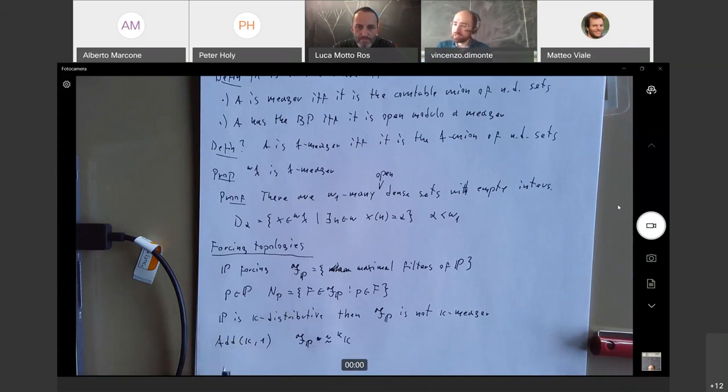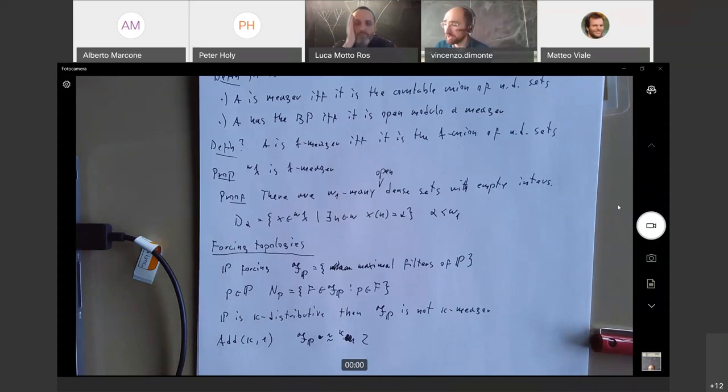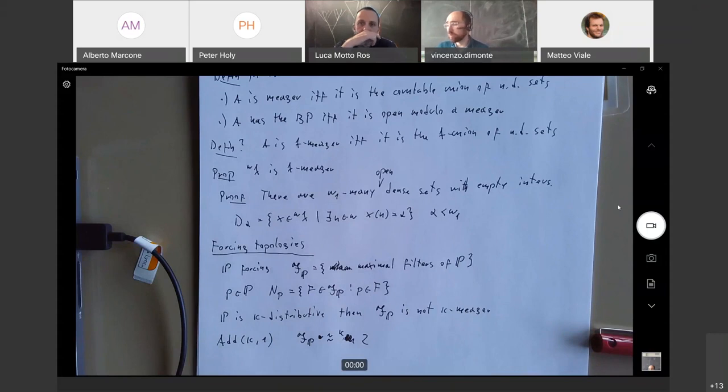And you see, conditions just tell you, okay, this is not 2 to the kappa, sorry. One condition of the forcing tells you that in these coordinates our generic is going to be 0 or 1. And this is the same as the bounded topology. So actually the bounded topology on 2 to the kappa is exactly the forcing topology from the forcing on kappa, the one that adds just 1. And this is kappa distributive, and so it's not kappa meager. So one way to settle this for the singular case is to find a forcing that is lambda distributive. The best would be to find one, it does not exist, but we can do something.